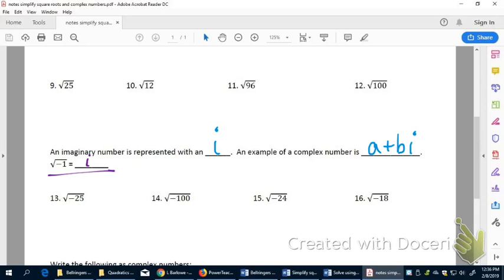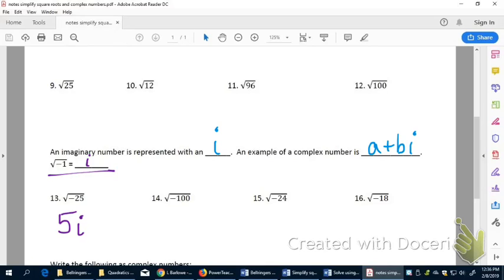Okay, number 13. Forget about the negative for a second. What's the square root of 25? 5. And then what would be left over is the square root of a negative 1. Because there's a negative underneath the square root, we just put an i with the 5, and that's the answer. Only when it's underneath the square root do you do that.